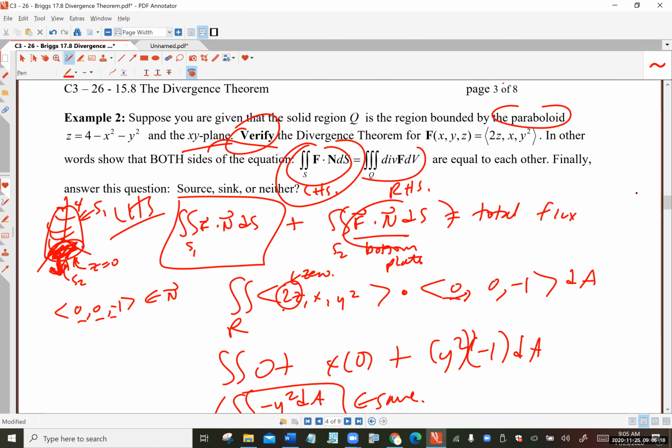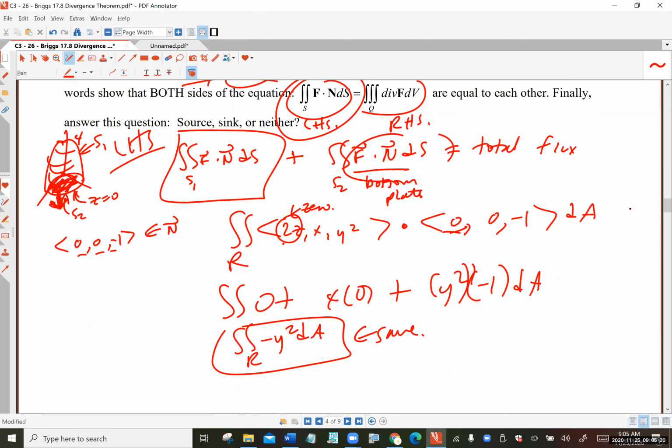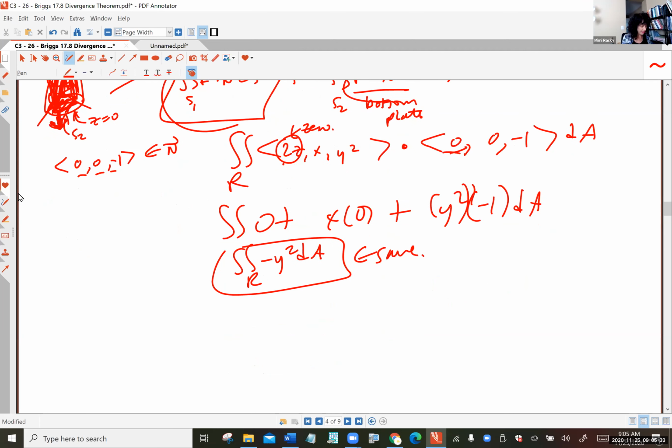Just to clarify really quick, that was all for surface 2. That was the bottom plate, S2. All right, we're going to do S1 now. S1 is the lateral part of this paraboloid, the other surface. So let's look at S1 now. This is for S2 right here.